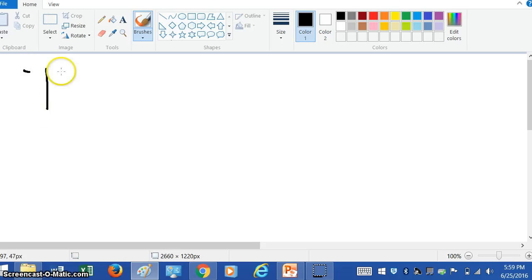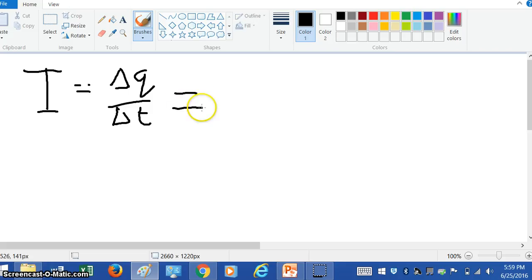So here's our example. Current is I, and this is actually the way it looks: it's the change in charge divided by the change in time. And for all intents and purposes, a lot of times it'll just be the final charge divided by the final time, and both of them will start at zero. So this becomes just simply Q over T.